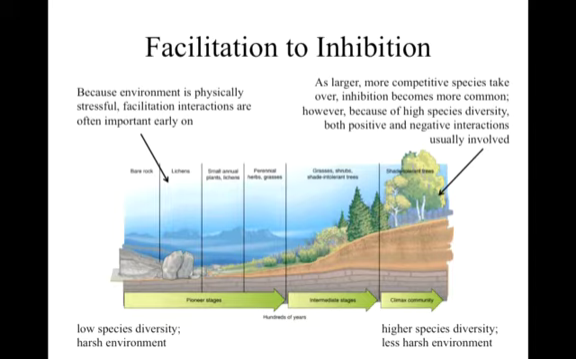In that environment, facilitation maybe isn't as important, and so you get larger, more competitive species taking over, inhibiting the others, and so inhibition does become more common in those later stages. But again, in this climax community, typically you're going to have really high species diversity, and anytime that's true, you probably got both positive and negative interactions. Some species are mutually interactive; they're exhibiting mutualisms and they're helping each other. Other species are probably exhibiting competition and outcompeting each other, and that's what's causing the sort of progression.